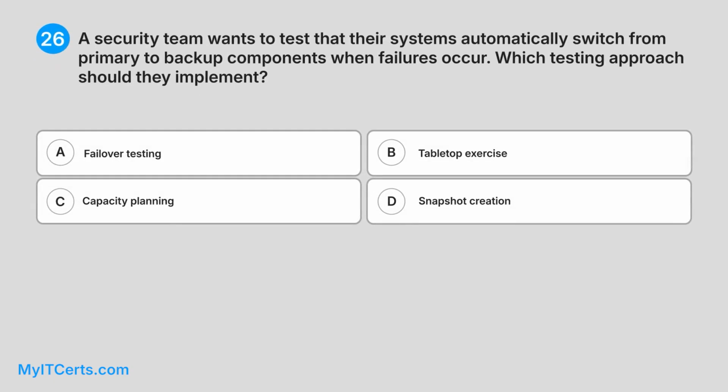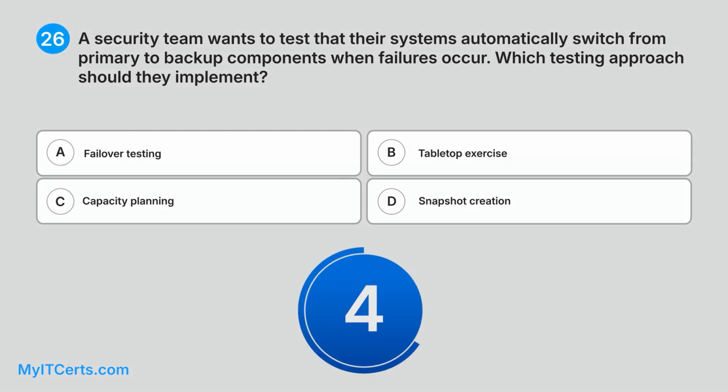(26) A security team wants to test that their systems automatically switch from primary to backup components when failures occur. Which testing approach should they implement? A. Failover testing. B. Tabletop exercise. C. Capacity planning. D. Snapshot creation. What do you think is the answer?